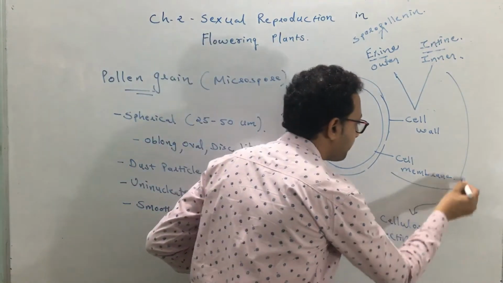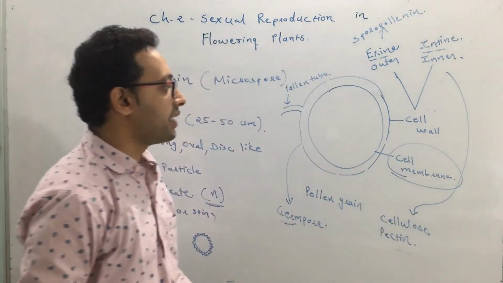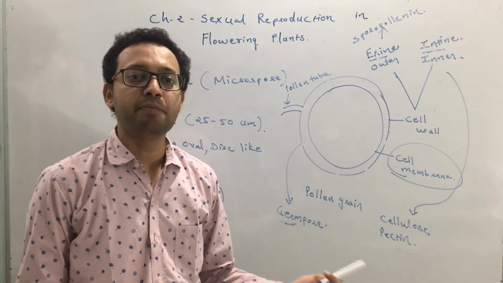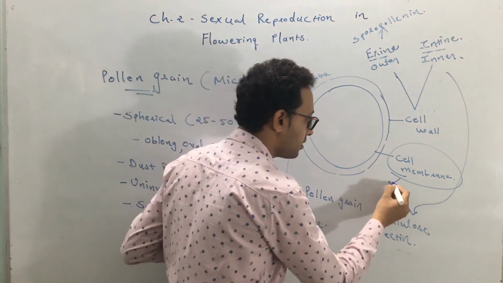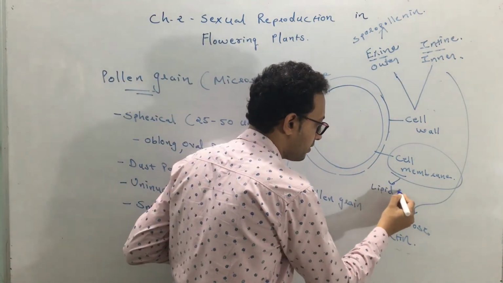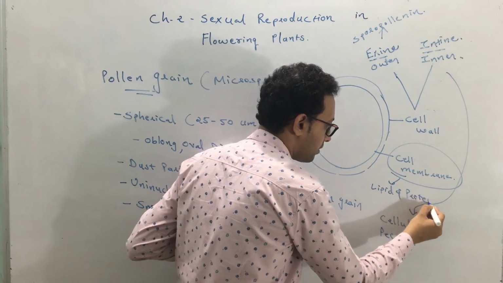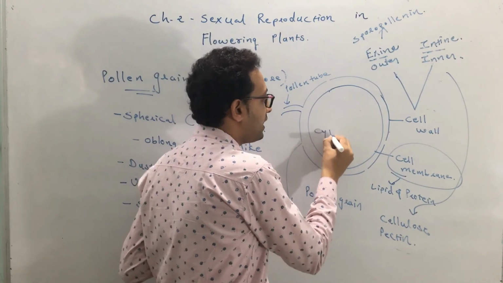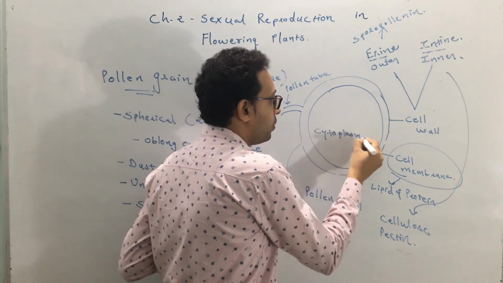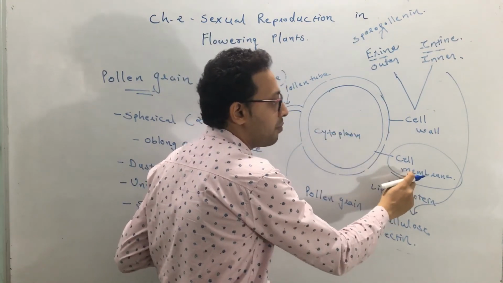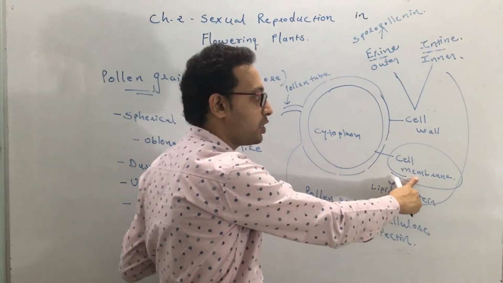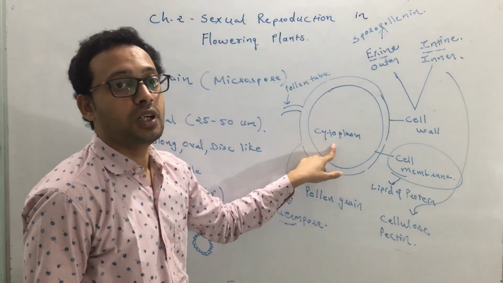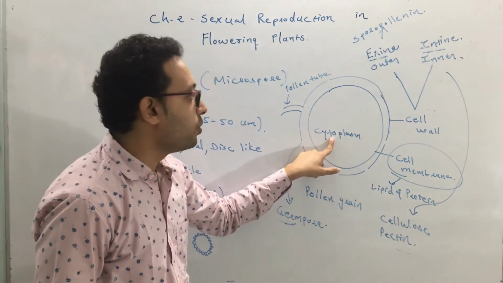Now the another layer of the pollen grain is called the cell membrane. It is like the usual cell membrane. It's made up of lipids and proteins. Okay, it's made up of lipids and proteins, and inside that what is present? Cytoplasm. So the cell membrane or plasma membrane, the another name of cell membrane is plasma membrane, you already know that. It surrounds the cytoplasm.